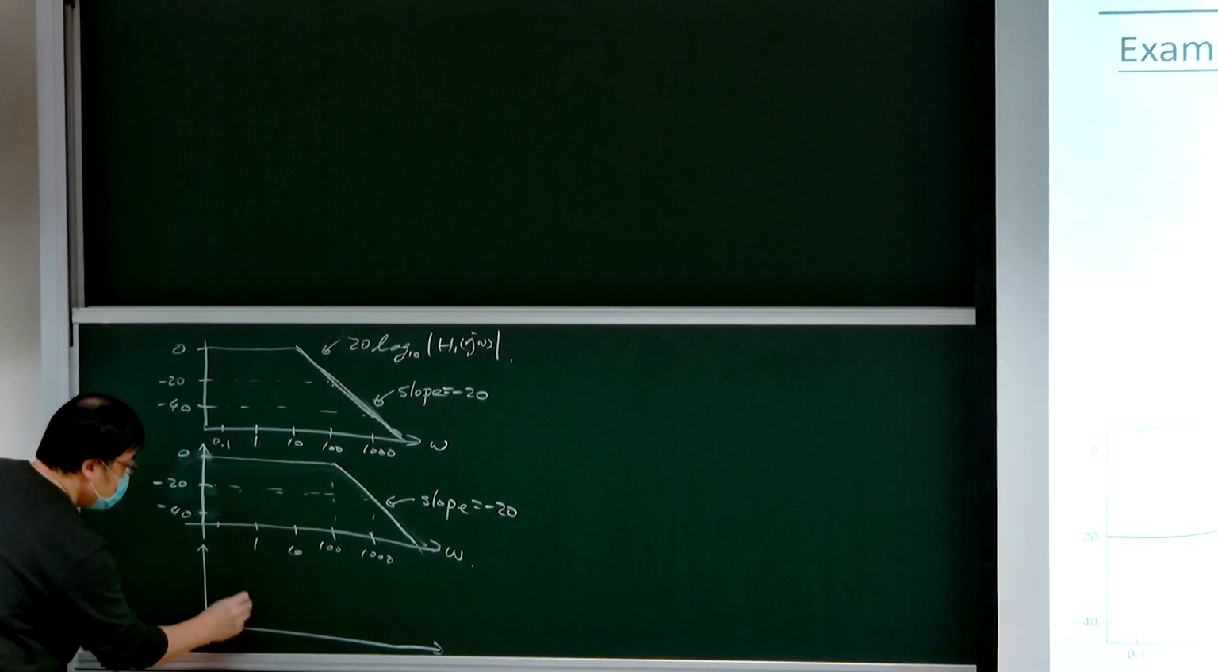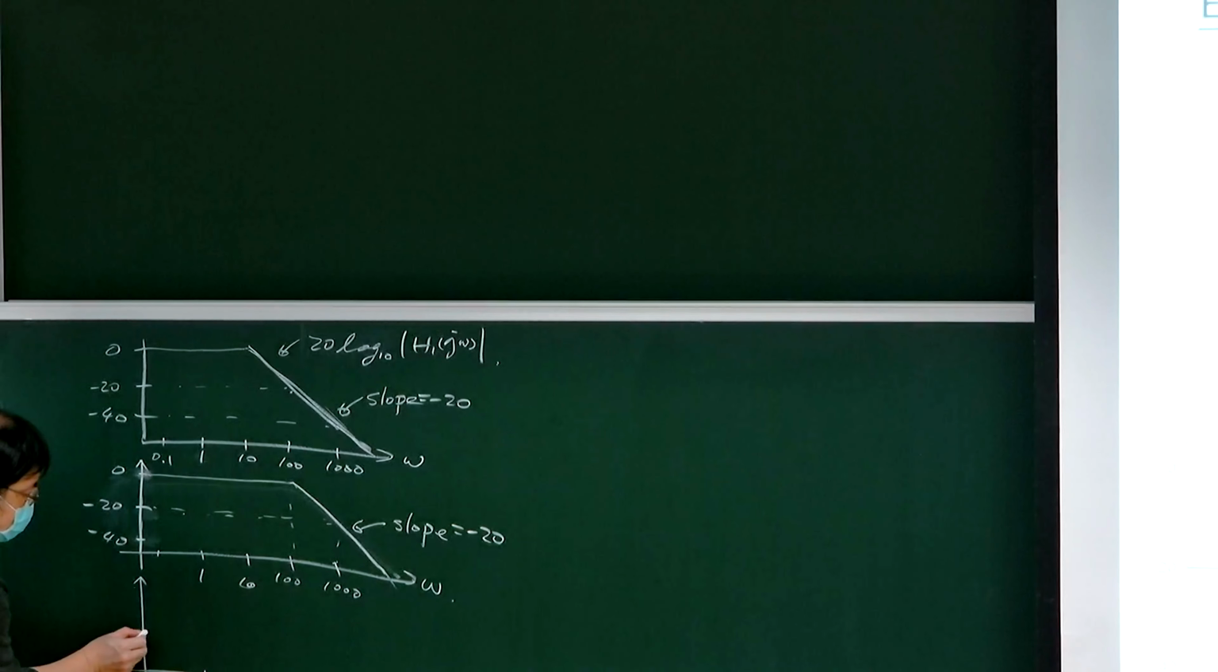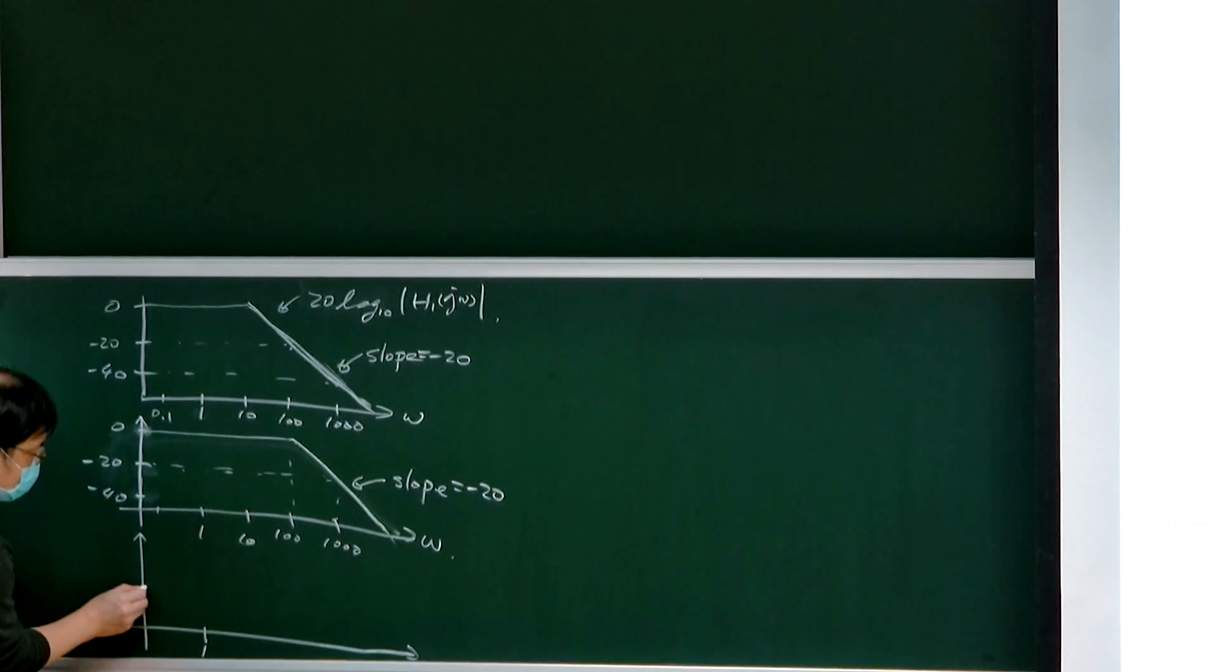But minus that means that you would have 0 dB up to 1, but then you will start to increase by 20 dB per decade. So you basically add all these three together.